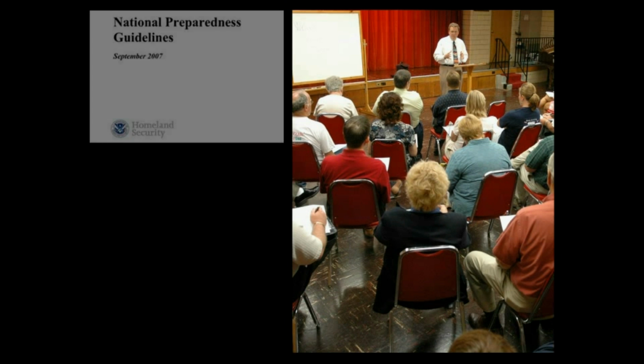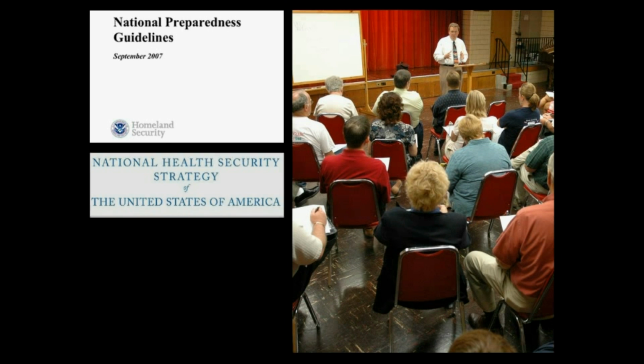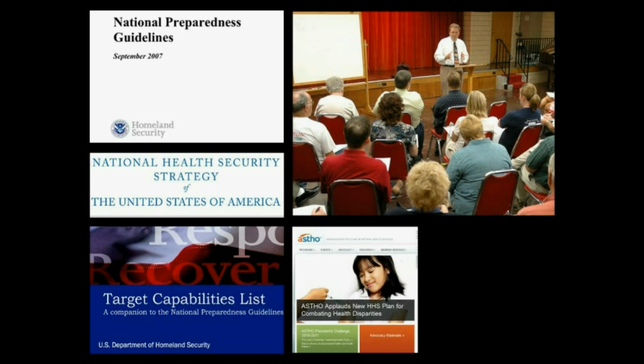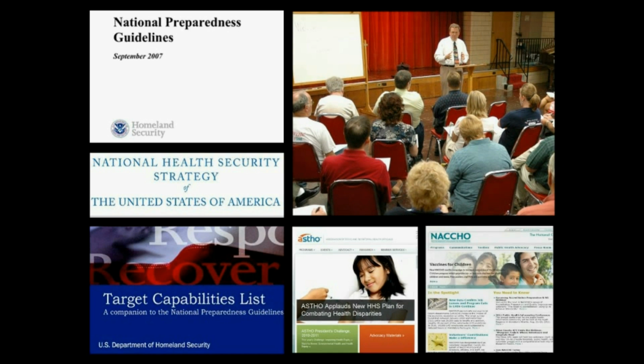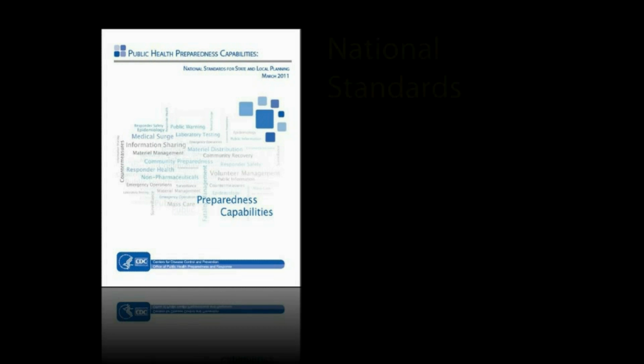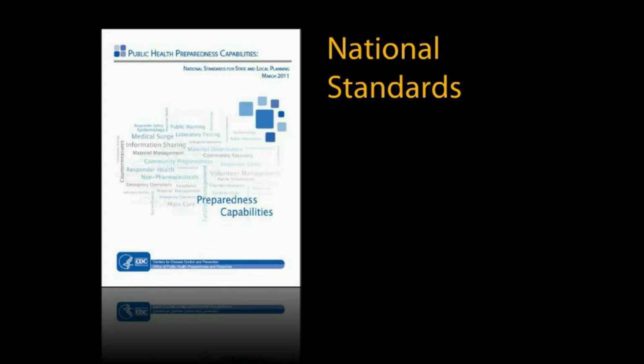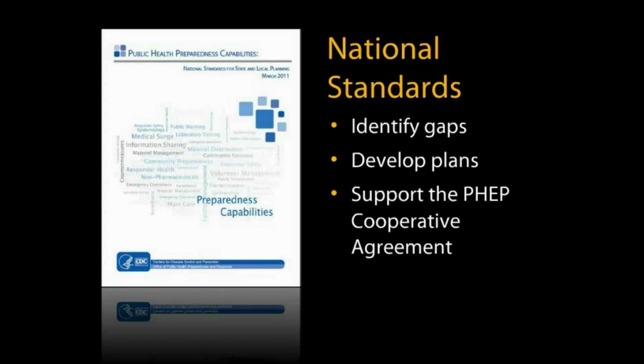This process incorporated a comprehensive review of evidence-informed documents and relative preparedness literature, along with subject matter expertise gathered from across the federal government and the state and local practice community. The resulting body of work, Public Health Preparedness Capabilities, National Standards for State and Local Planning, outlines a capabilities-based approach that will assist state and local planners to identify gaps in preparedness and develop plans for both building and sustaining their capabilities. The approach also provides structure and focus for CDC's Public Health Emergency Preparedness, or PHEP, cooperative agreement.